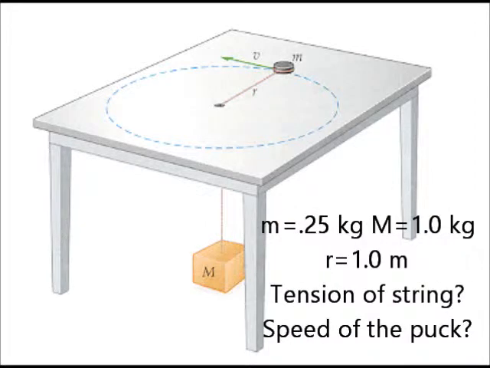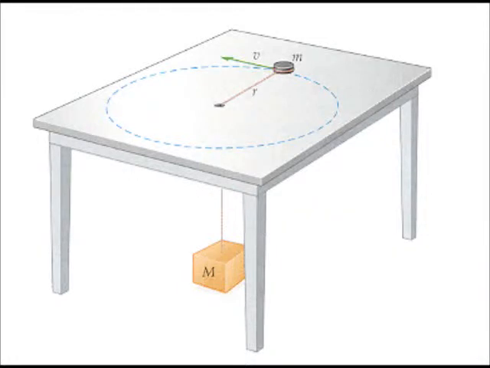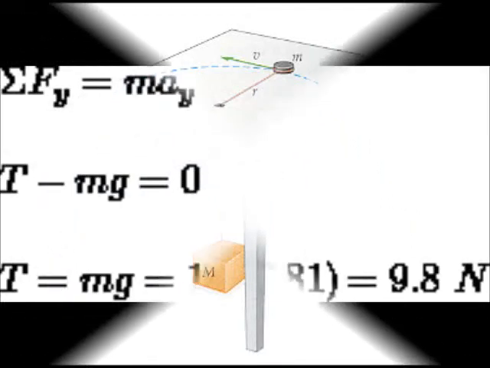An air puck of mass 0.25 kilograms is attached to a table using a string and allowed to rotate in a circle with the radius of 1 meter. The other half of the string goes through a hole in the middle of the table and is attached to a mass of 1 kilogram. Can you find the tension of the string and the speed of the puck?